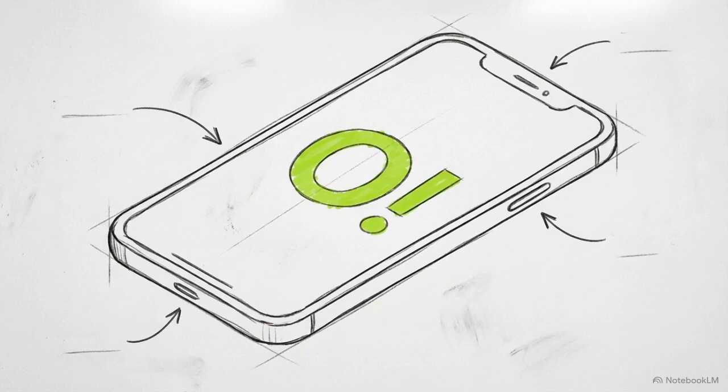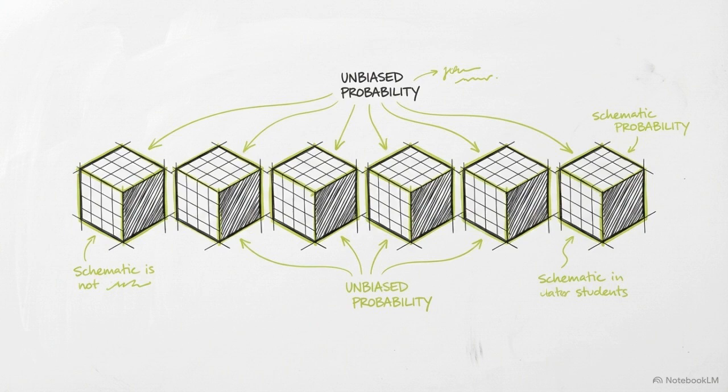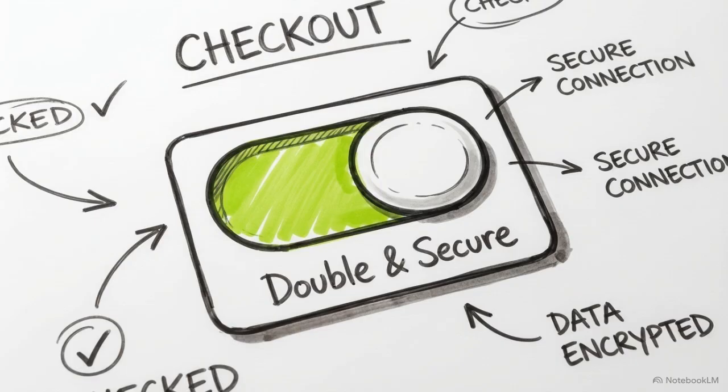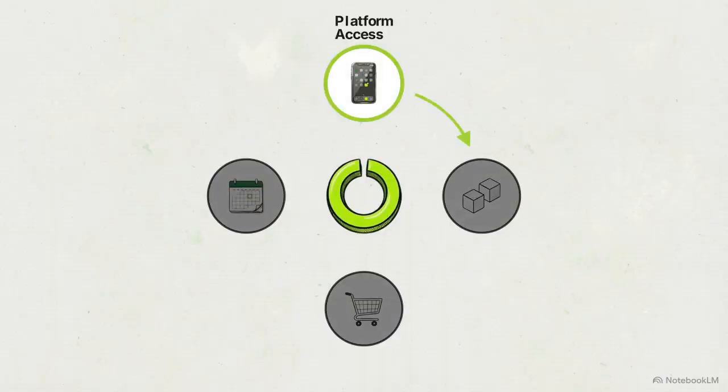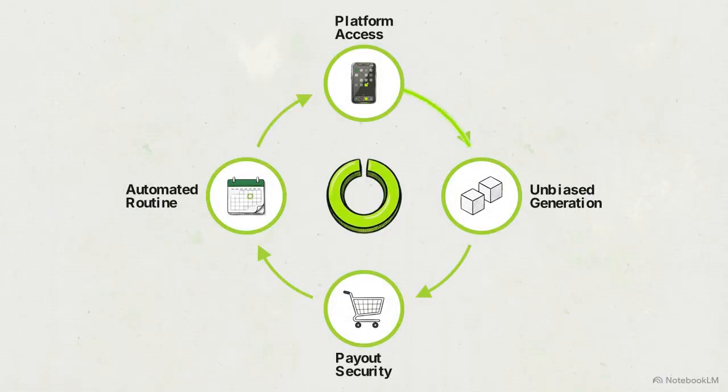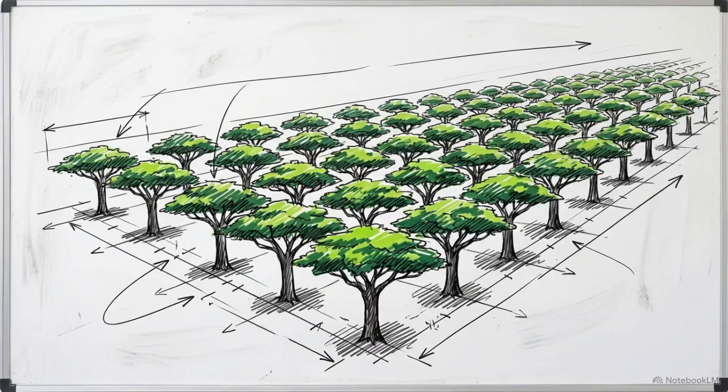Step 1, get the platform access. Step 2, generate an unbiased combination. Step 3, secure the payout. And Step 4, automate the routine. By standardizing these 4 steps, you completely remove your own emotions from the process. You stop guessing, and you start executing a highly structured, sustainable system.